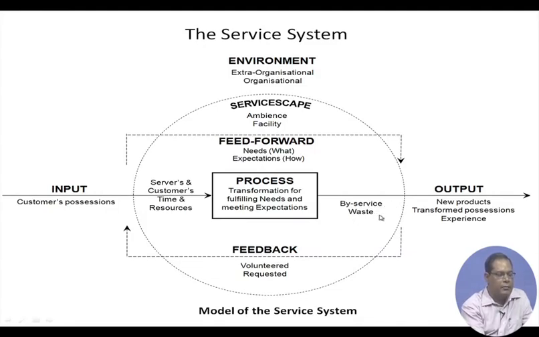And also there might be a service waste, that means the customer gets a service which is not useful for him. For example, if these classes are not useful, then it would be a wastage of time and money. So, that becomes a waste service. Then the service or the customer's possessions come out of the Servicescape as an output. So, outputs are of three types. There could be new products, there could be transformed possessions, and there could be an experience.